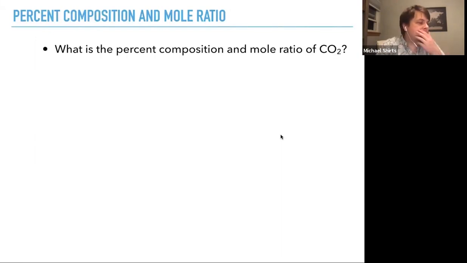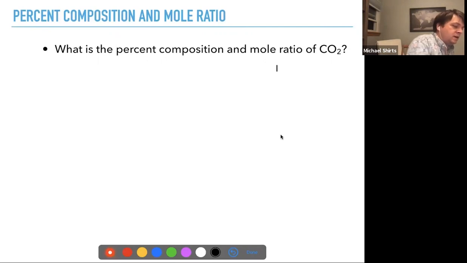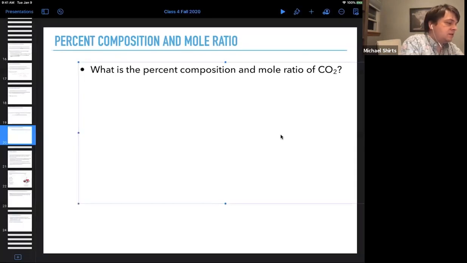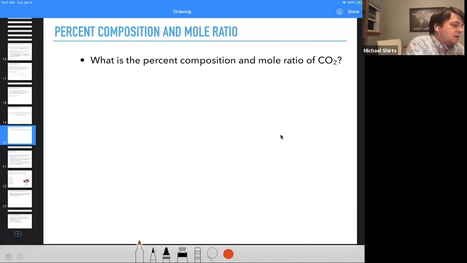So what is the percent composition and the mole ratio of CO2? So the mole ratio is pretty straightforward, right? We know that there is 1 mole of carbon to 2 moles of oxygen. And that becomes pretty useful. We're doing conversion factors more if we know the amount of carbon and we want to figure out the amount of oxygen. Another thing you could do here is look at the mole fraction.